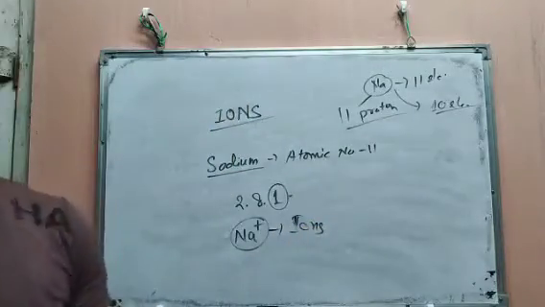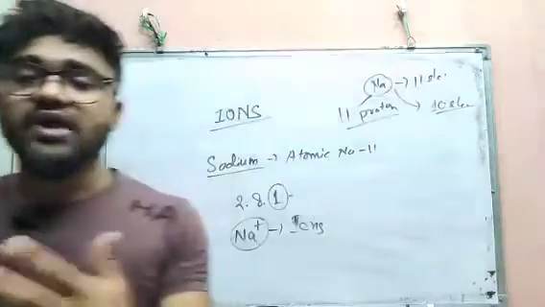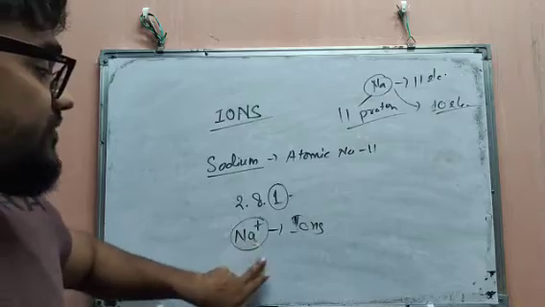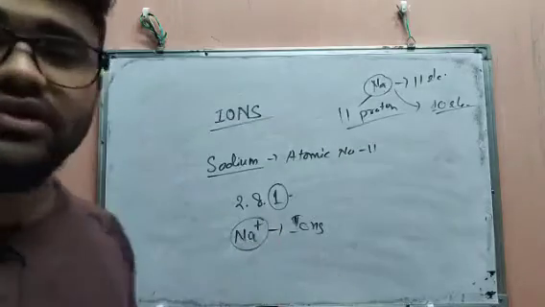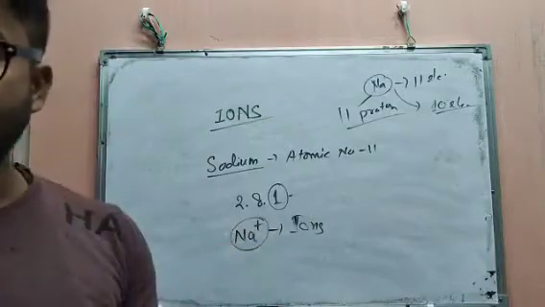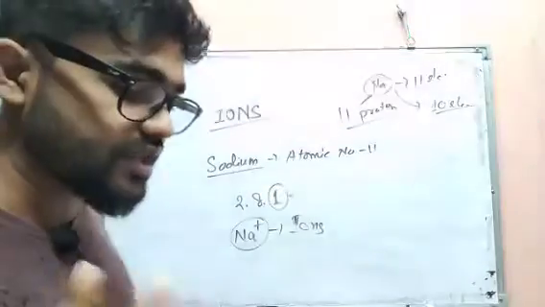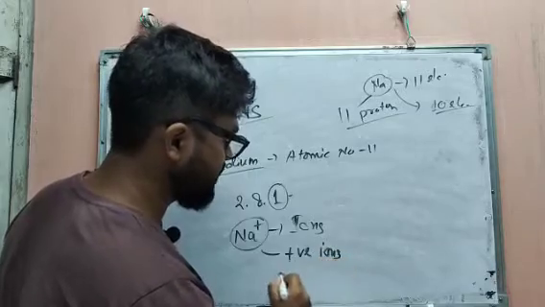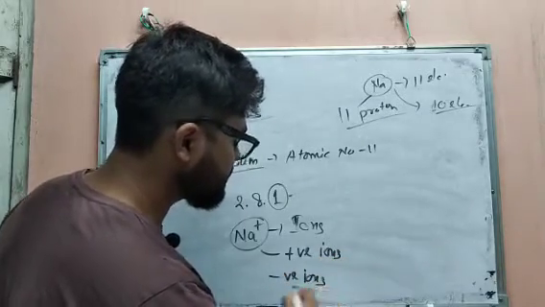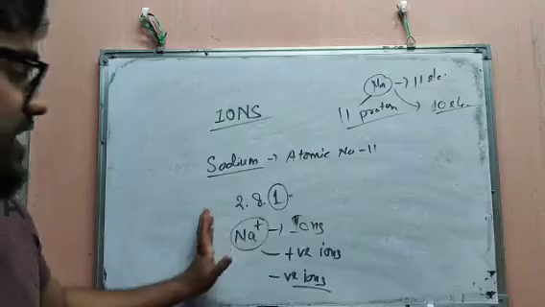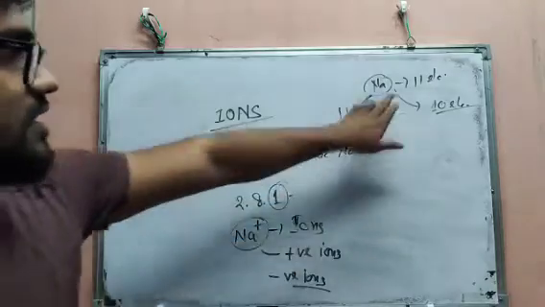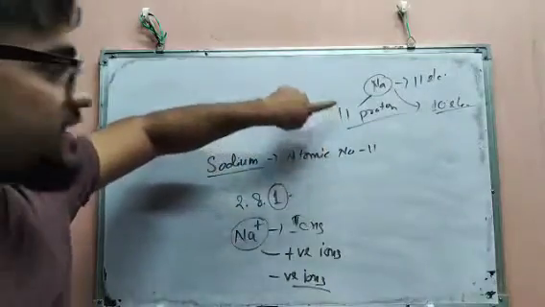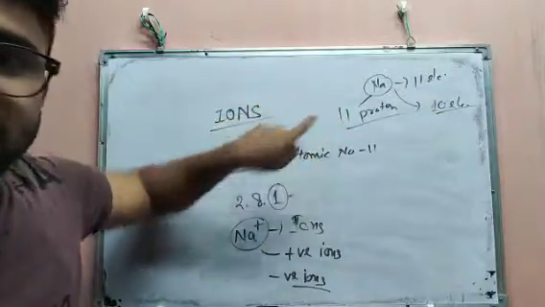So what is an ion? An ion is something in the form of a charge. It is neither an atom nor a molecule, it is charged now. And ions have two kinds of charge: positive ions and negative ions. Sodium will be a positive ion because sodium is giving one electron, so the number of electrons becomes less than the number of protons, and as the number of protons is more, it becomes a positive ion.